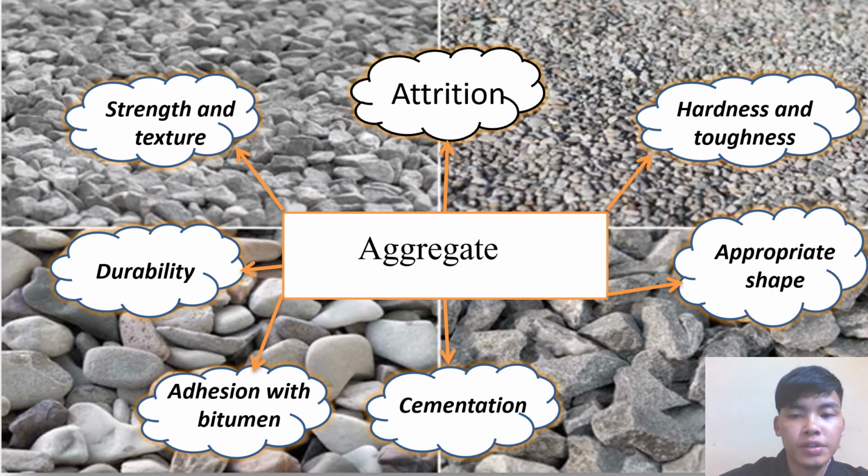Specification of aggregate. Aggregate to be used in road construction must have appropriate shape. It must be hard and tough. It must have strength and texture. It must be durable and must have cementation, and it must have adhesion with the bitumen.